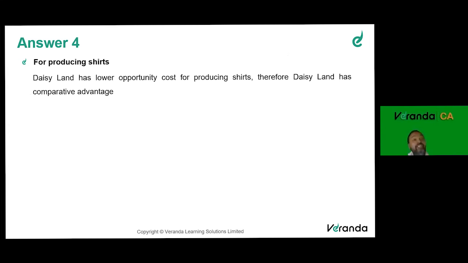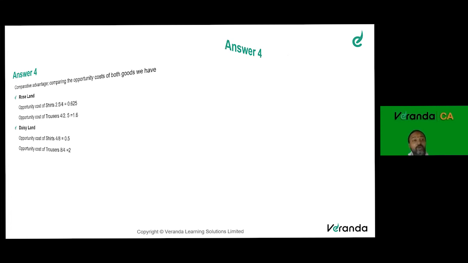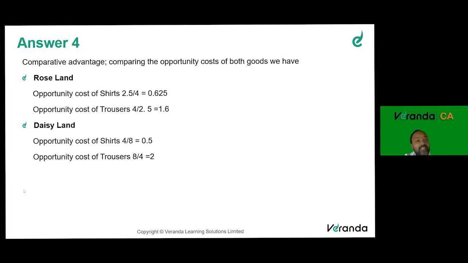Now, for producing shirts, Daisyland has a lower opportunity cost. Therefore, Daisyland has the comparative advantage, because if you look into this, Daisyland can produce more shirts here, 0.5 as compared to 0.625. So they can produce more. That is one of the advantages they have when they are not producing trousers but producing shirts.